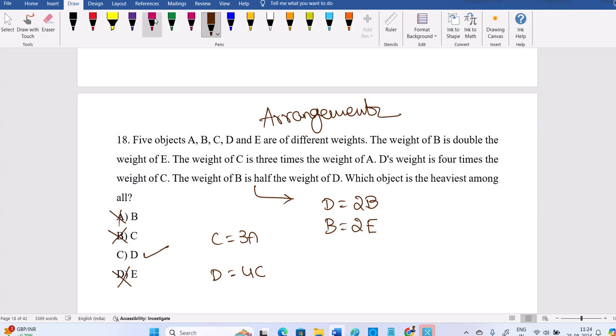So I am eliminating the options. B is half of D. B cannot be heaviest as B is half of D. D is 4 times C. There is somebody more than C. So C is not the heaviest. D is 2 times E. E is not the heaviest. There is some person more than E. So it's not heaviest. Only option C is correct.